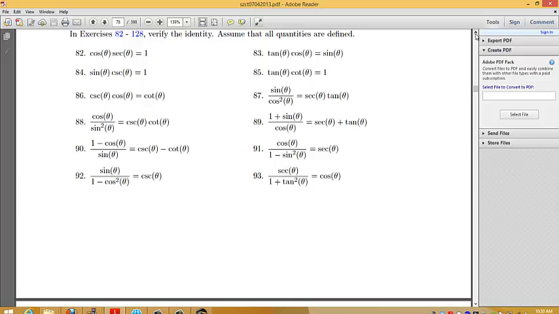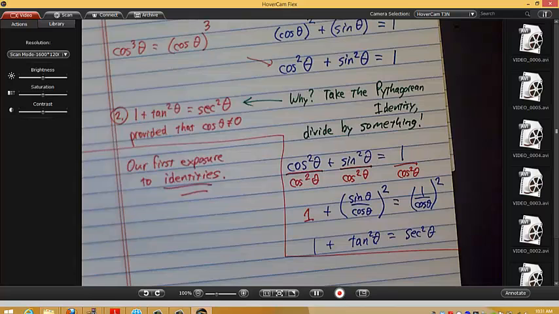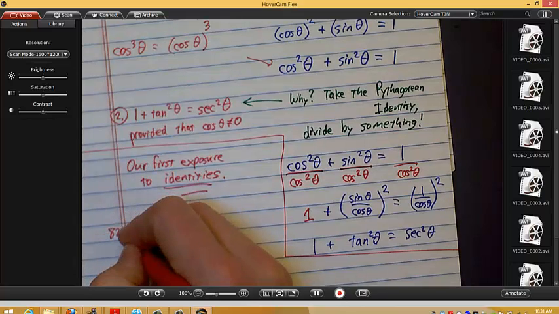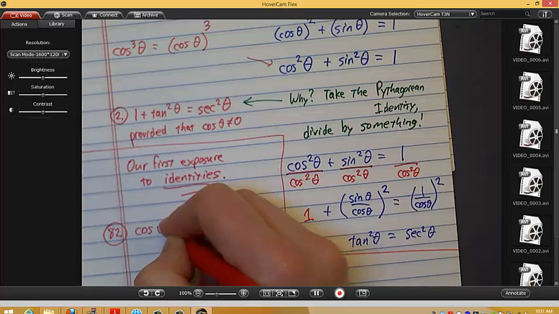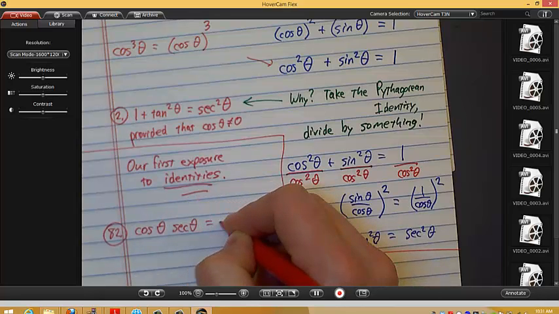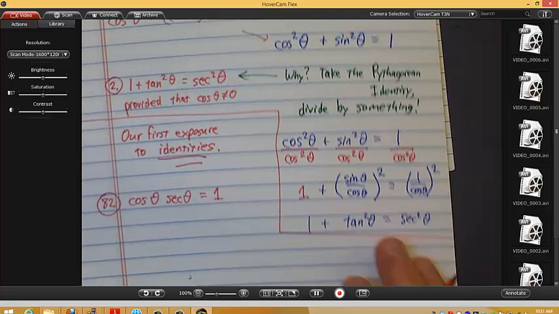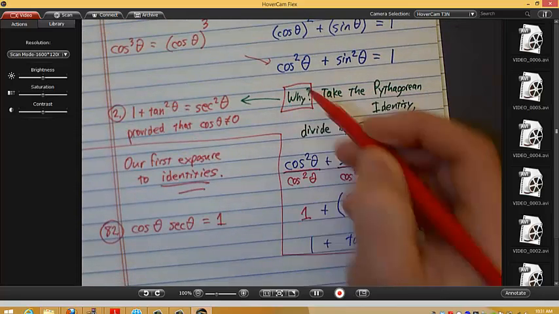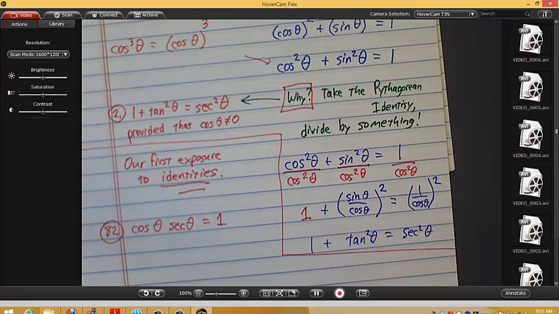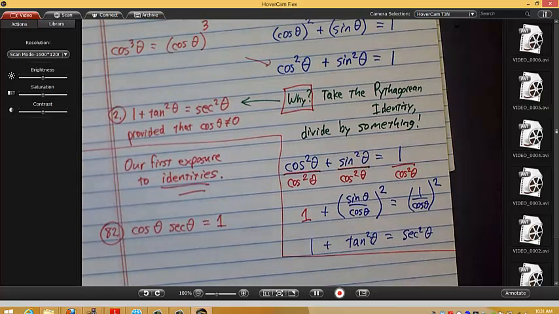We want to show that that is really a true equation. That is true no matter what you put in for theta. Now, that one's actually going to be easy. You'll see. Right? So, 82, maybe that's a bad one to start with because it's obvious. It says cosine theta times secant theta equals 1. And basically the question you guys are trying to answer here is why? Why is that true? Talk to each other for a second about that one until I pick up the next example.